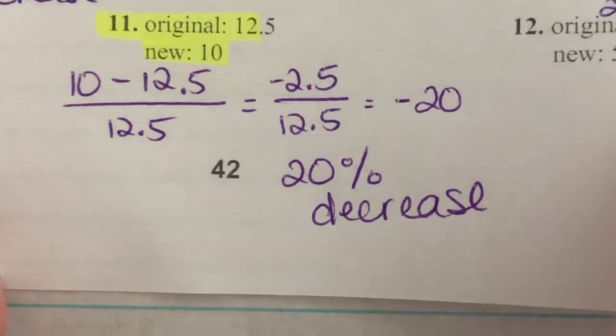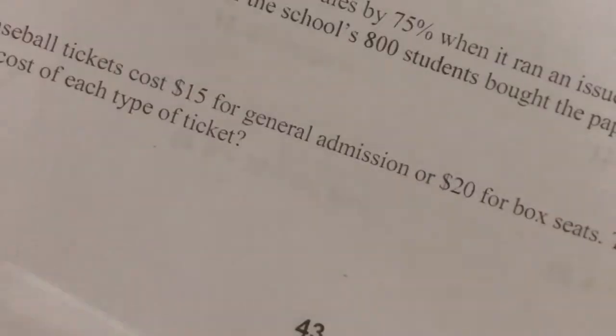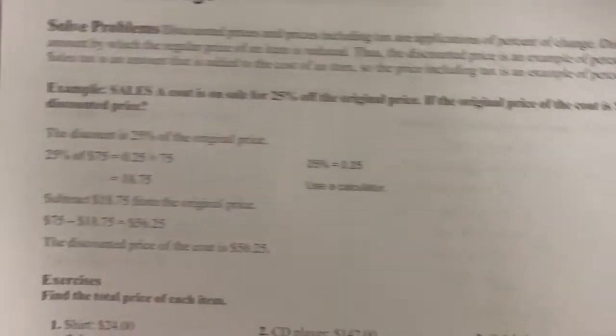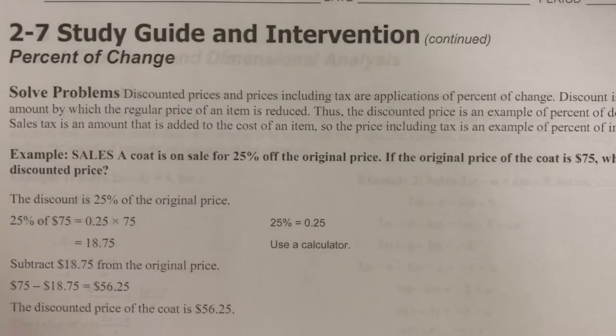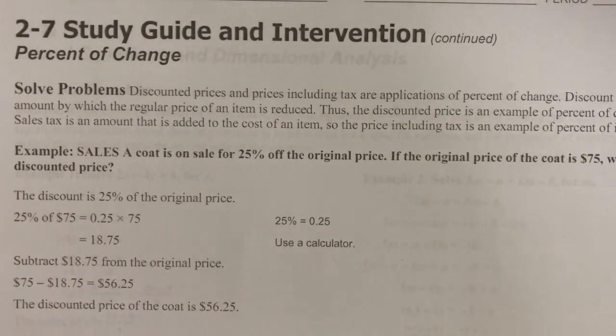Okay, let's go on. We're going to set up our little proportion the same way for the back side of the sheet, but in this case, let me zoom out, they're actually going to give us sometimes the percent of increase or decrease, and we have to find something else, like maybe we'll have to find the new amount or the original amount. We'll have to find a different piece.